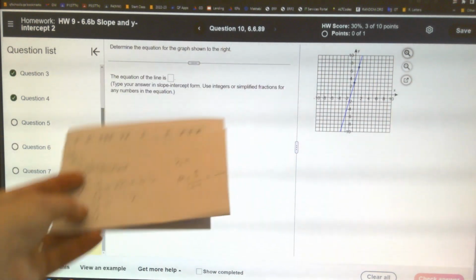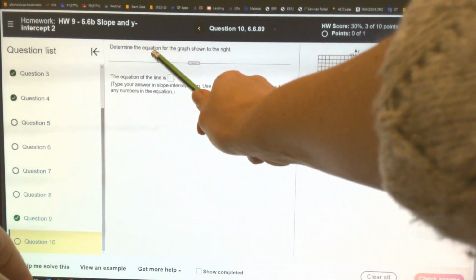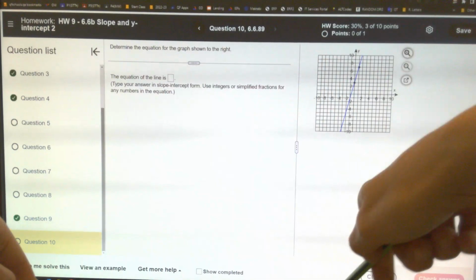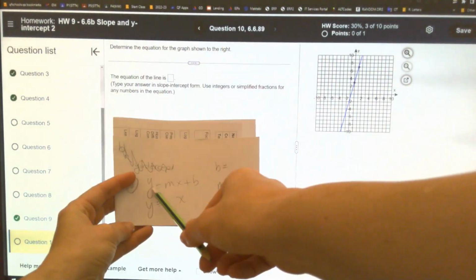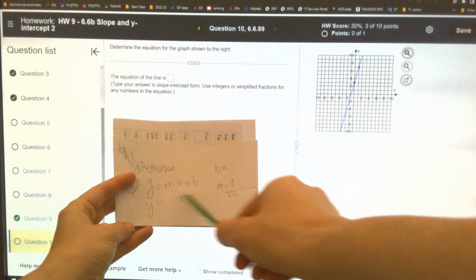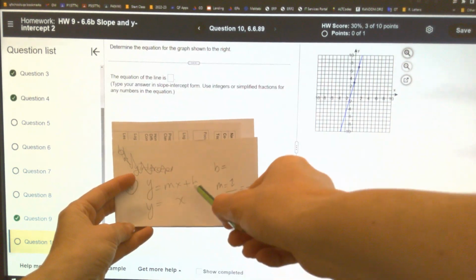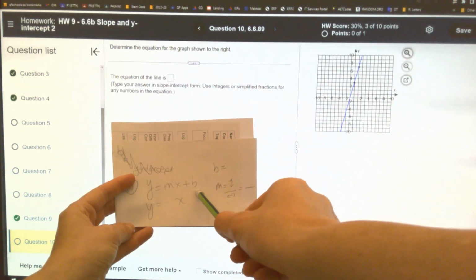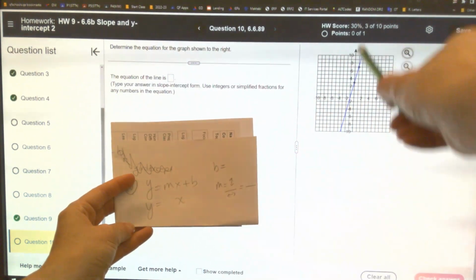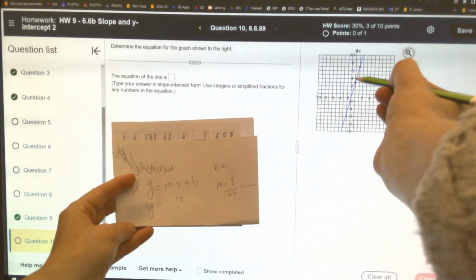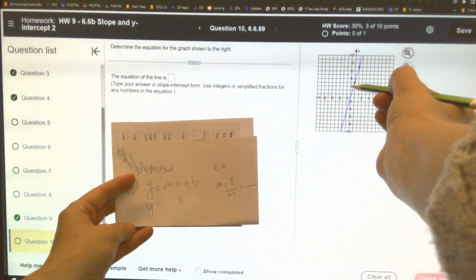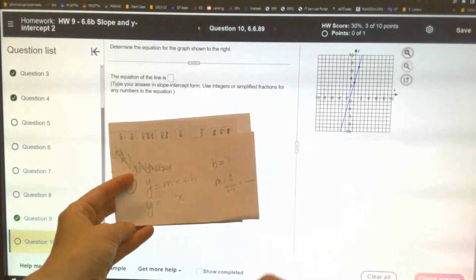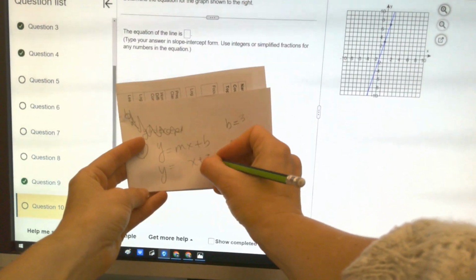Okay, so for question 10, it says determine the equation for the graph on the right. So here's my graph. I need to make an equation. And I use the form y equals mx plus b. Y stays the same, x stays the same. I need to find the y-intercept and I need to find the slope. But first I do my y-intercept. Where does this line touch the y-axis? Well, it touches here between 2 and 4. Between 2 and 4 is 3. So my y-intercept is 3. So here it should go plus 3.